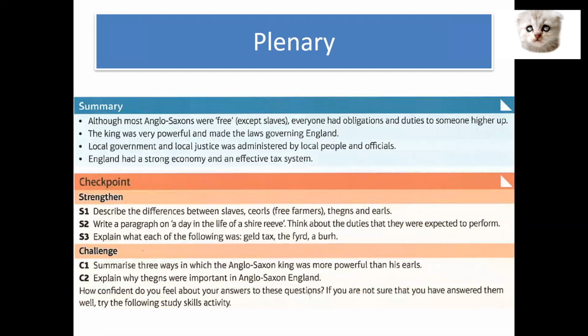In summary then, although most Anglo-Saxons were free except for slaves, everybody had obligations and duties. The king was very powerful and made the laws. Local government was administered by local people and officials, and England had a strong economy and an effective system of tax. To finish off today's session, complete the strengthen and challenge checkpoint questions.